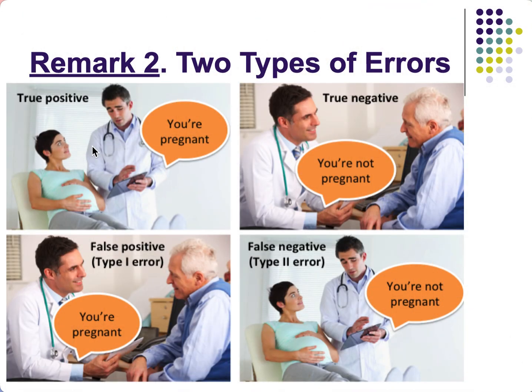To give more examples and see the whole picture, this is what should happen. This is the correct one. The true positive is you're pregnant. This is the correct decision. She's pregnant, so the doctor says she's pregnant. This is a man, so you are not pregnant, and the doctor says that you're not pregnant. Now, this is a false positive, or type 1 error. You're pregnant. And this is a false negative. You're not pregnant, but the picture shows that the girl is pregnant.